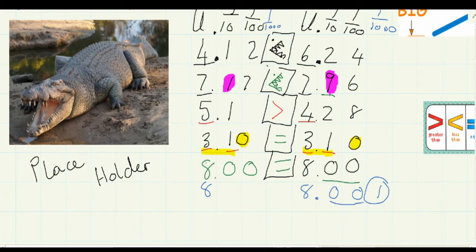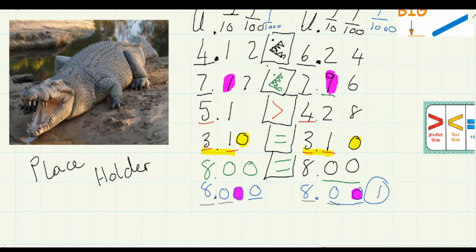If I'm going to add the placeholders here, a 0 doesn't change the value of the 8. Another 0 does not change the value of the 8. Another 0 does not change the value of the 8. I have 8 units here. I have 8 units here. I have 0 tenths. I have 0 tenths. I have 0 hundredths. I have 0 hundredths.